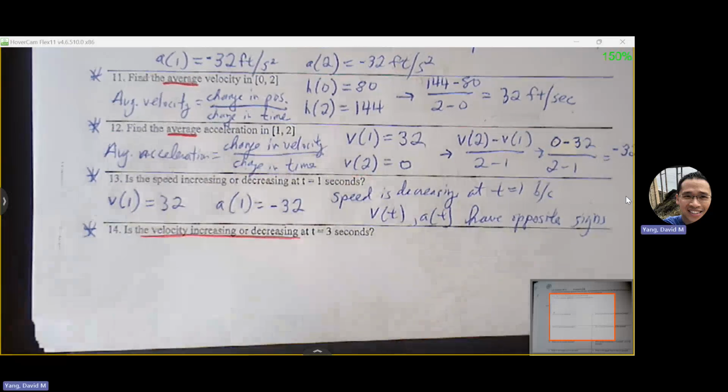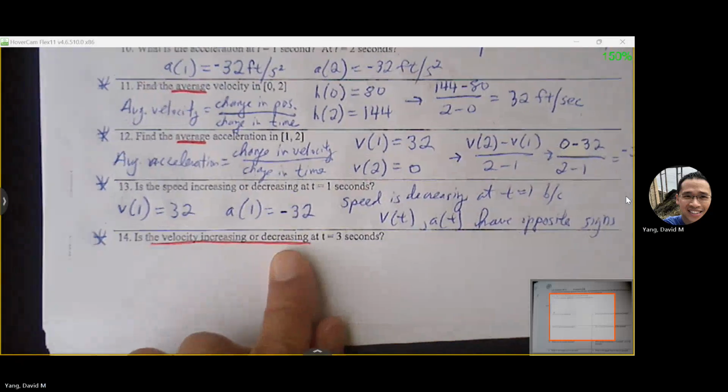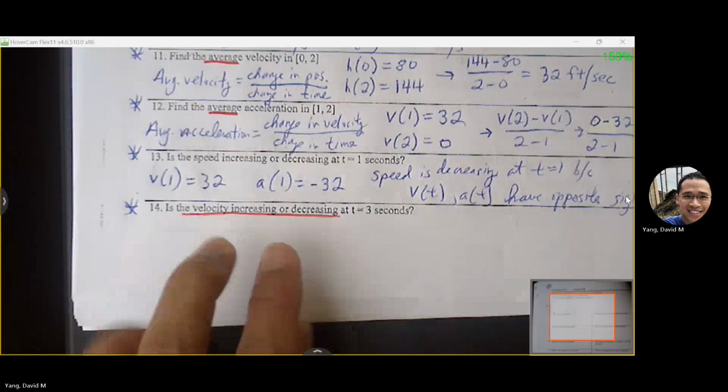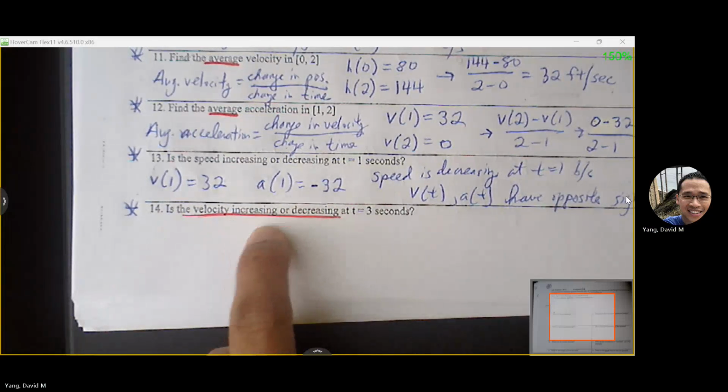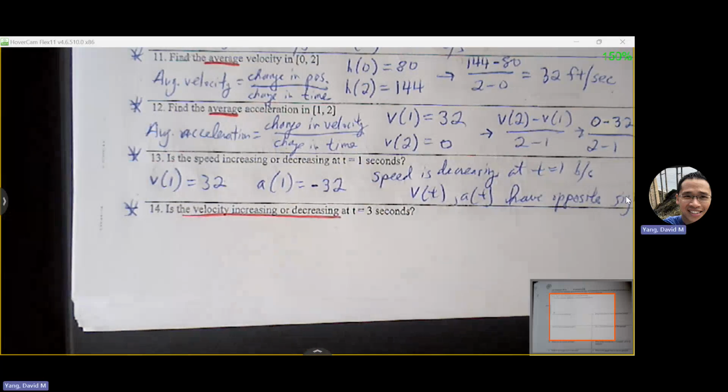What do you think this is talking about? The word is increasing, decreasing. What do you think that's talking about? So here are the options. Is it talking about position? Is it talking about velocity? Is it talking about acceleration? Is it talking about speed? Okay, it's actually acceleration. You know why?